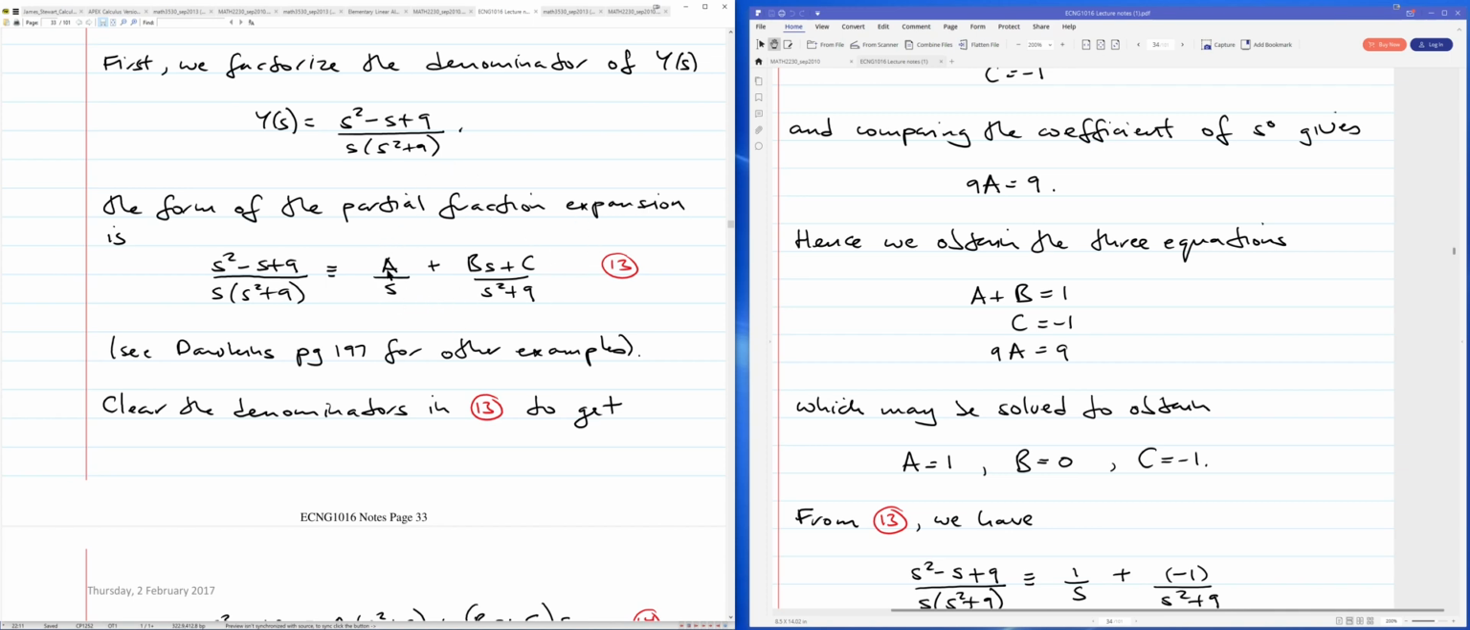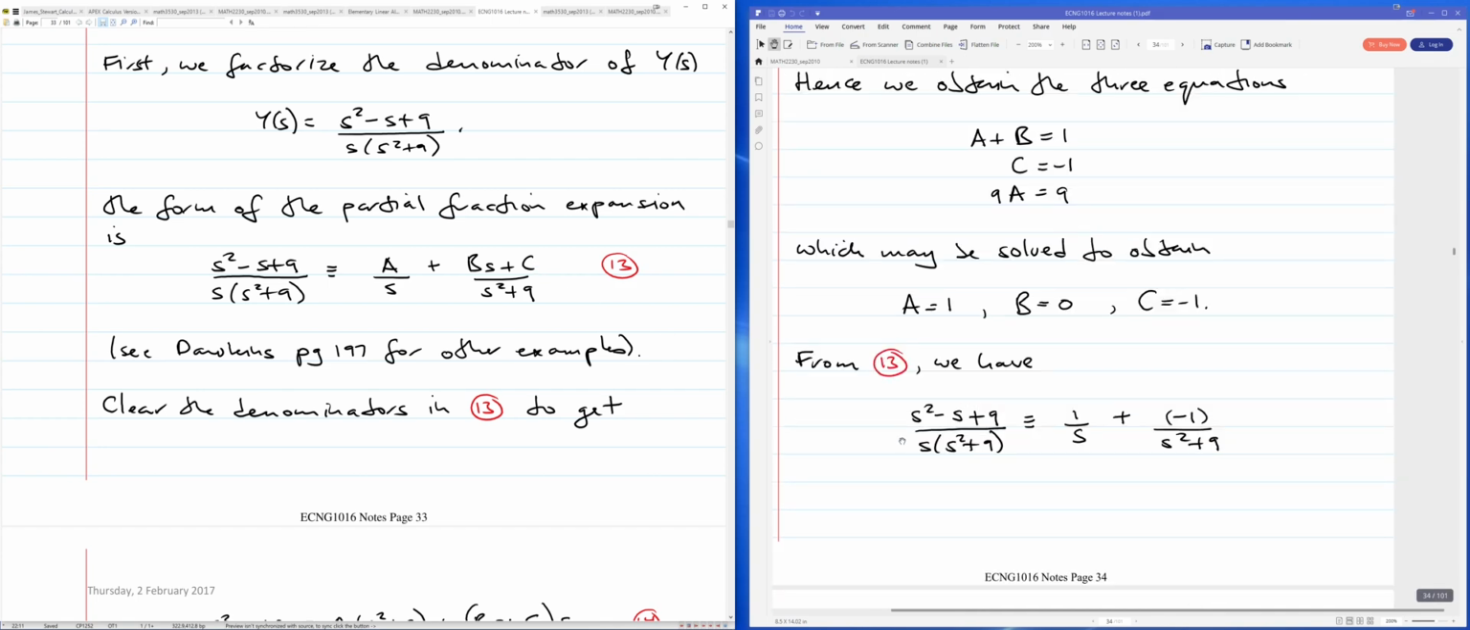So I just put these constants into the form of my partial fraction expansion. So a is equal to 1, b is equal to 0, and c is equal to minus 1. What I end up with is this here, and this is my partial fraction expansion, right? Notice what it did is it broke this function of s into simpler functions: 1 on s, and then minus 1 on s squared plus 9.